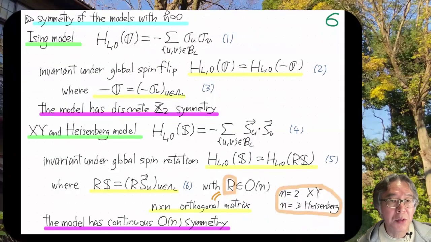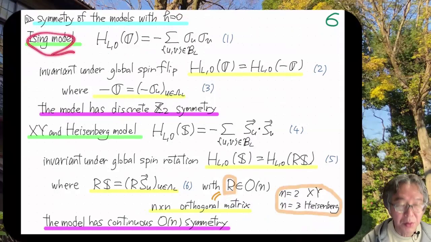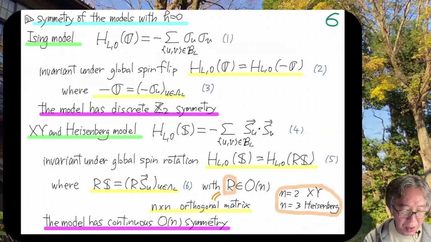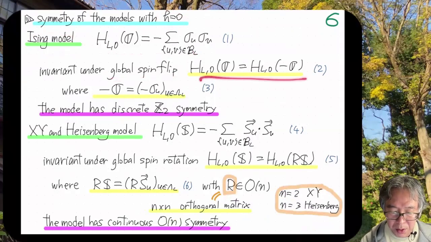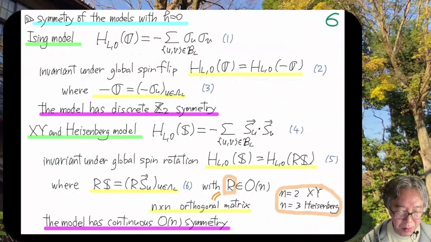So let me discuss the symmetry question in detail. So suppose that the magnetic field is zero, okay? And I want to see what symmetries our models have. So first of all, let's consider the Ising model. So this is our Hamiltonian. Then it's clear that this Hamiltonian is invariant under the global spin flip, like this. So this minus sigma denotes the spin configuration where we take minus.